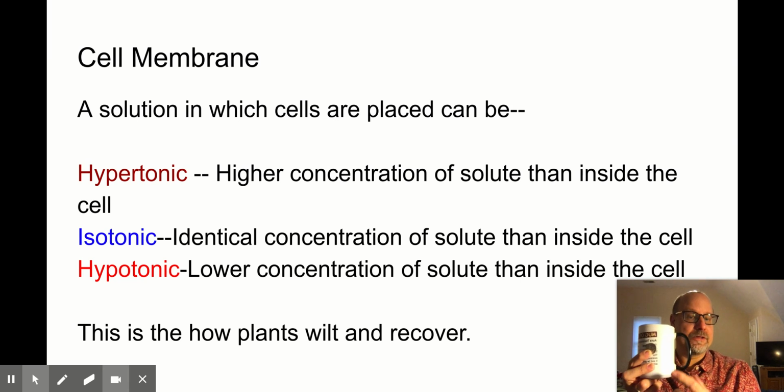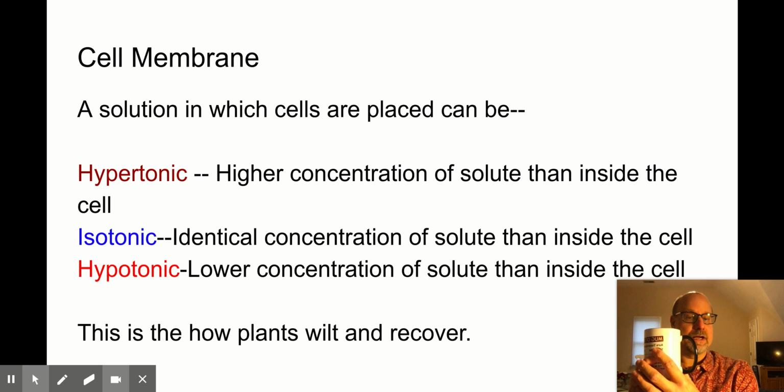Same with the other way: if it's in a hypotonic solution, the water out here has a lower amount of solute. So let's say it's 30% in here and 10% out here. Since the solute cannot move, the water is going to travel into the cell, because it's a hypotonic environment. As it goes in, it's going to cause that cell to swell and perhaps burst.